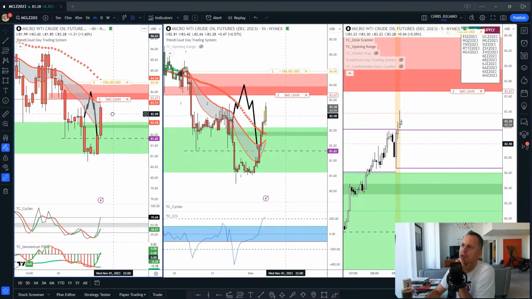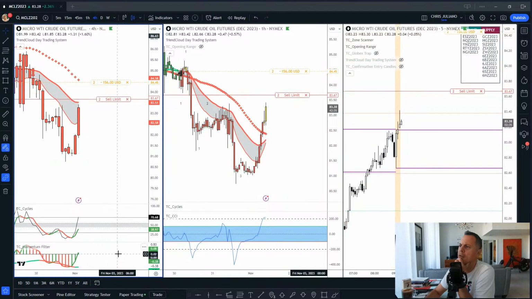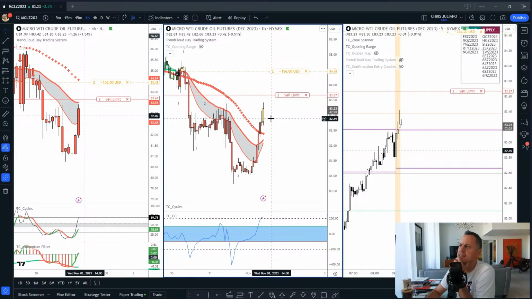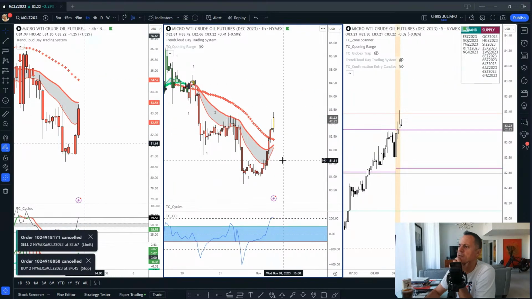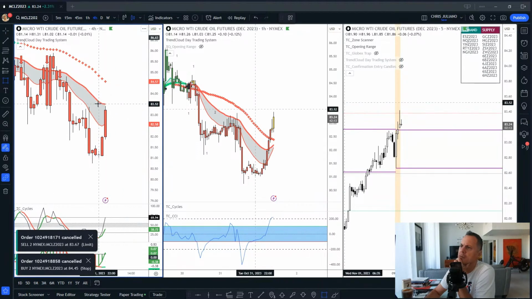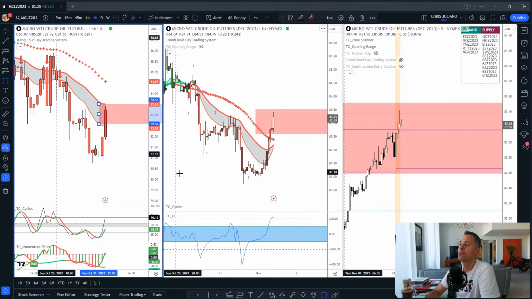Okay, so here, let's get rid of that. So this is a really deep pullback. Okay, and let's get rid of this because the story has changed now. We're correcting up into the high time frame trend cloud, right? That's the high time frame trend cloud.